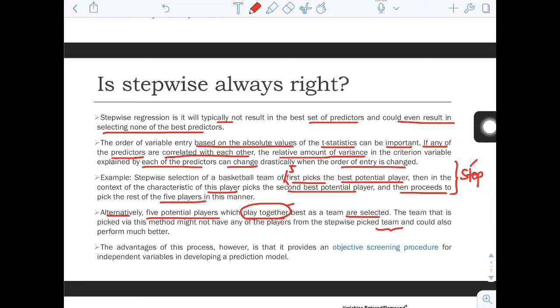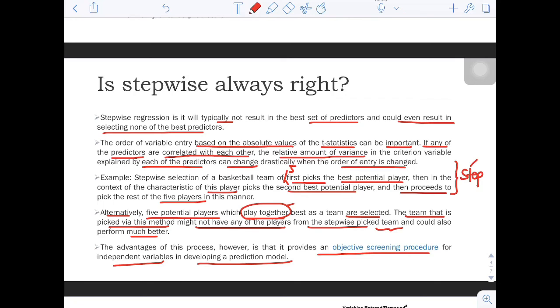In ours, maybe we didn't include that criterion. So the team that is picked via this method might not have any of the players from the stepwise picked team and could also perform much better. So these are the problems that you will face if you only rely on the stepwise method. What is unique about stepwise regression? It provides an objective screening procedure for independent variables in developing a predictive model.